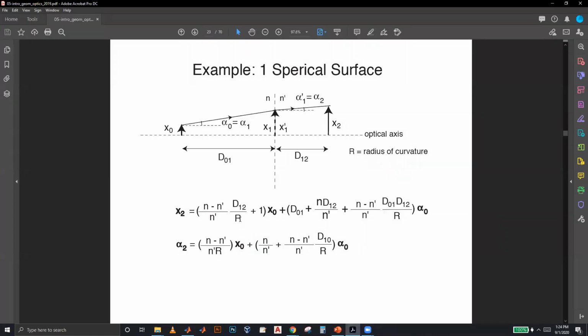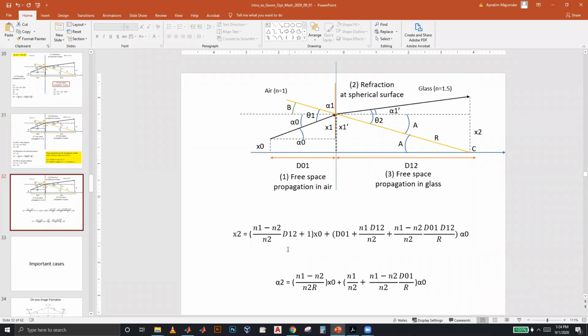Notice there is a typo in the PDF, so this R should not be there. So I will correct that before I post it. So this R is not there, basically. That's a mistake in the PDF.